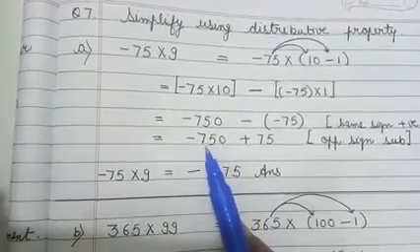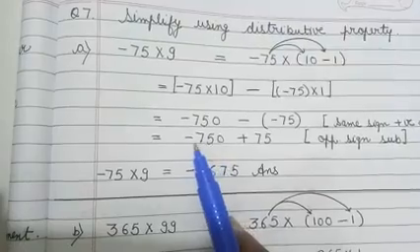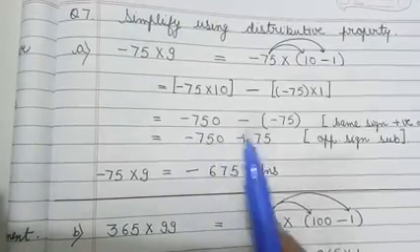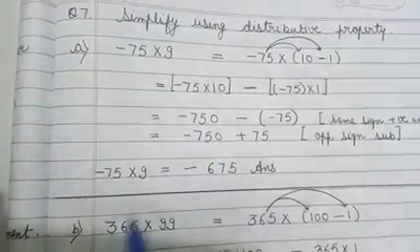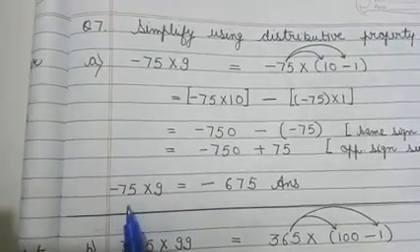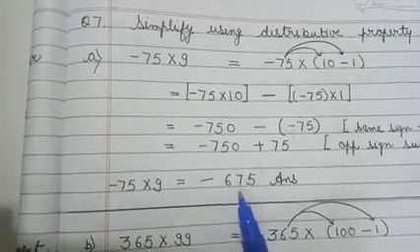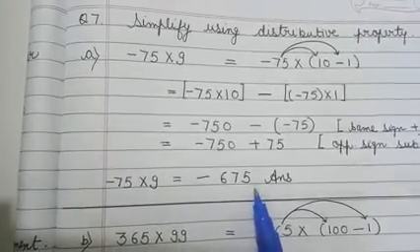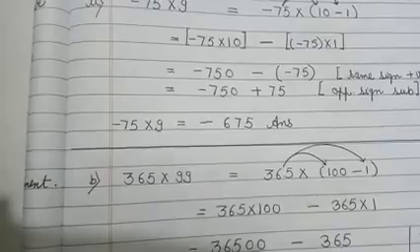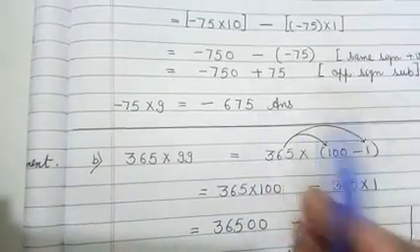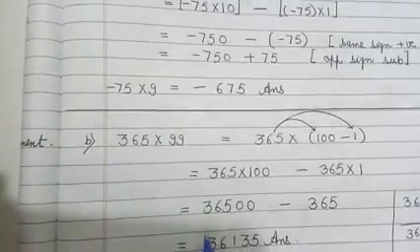And why we have put the negative sign? Because 750 is negative here. The sign of the big number we will always put. So the final product of minus 75 into 9 is minus 675. Now look at the another question.